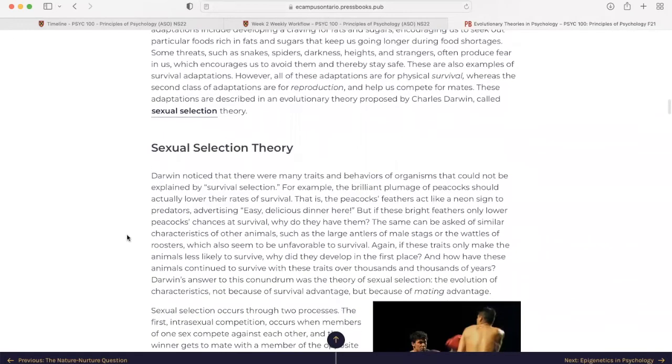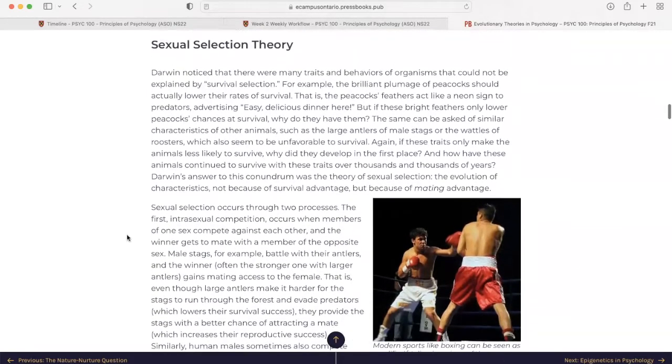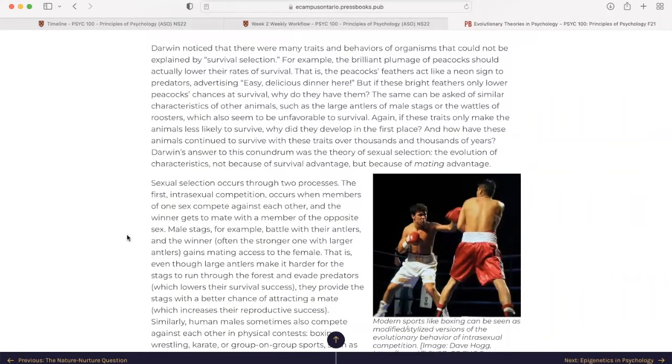Darwin noticed that there were many traits and behaviors of organisms that could not be explained by survival selection. For example, the brilliant plumage of peacocks should actually lower their rates of survival. That is, the peacock's feathers act like a neon sign to predators, advertising, "Easy, delicious dinner here." But if these bright feathers only lower peacocks' chances at survival, why do they have them? The same can be asked of similar characteristics of other animals, such as the large antlers of male stags or the wattles of roosters, which also seem to be unfavorable to survival.